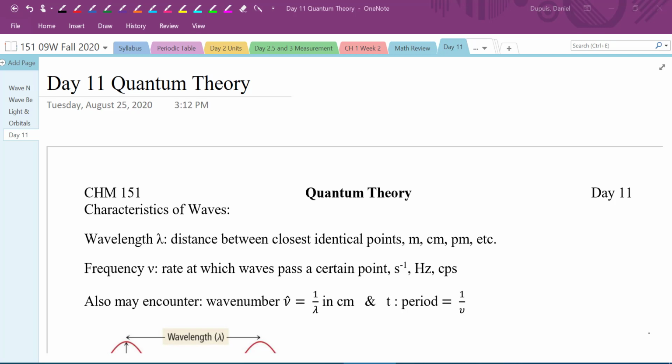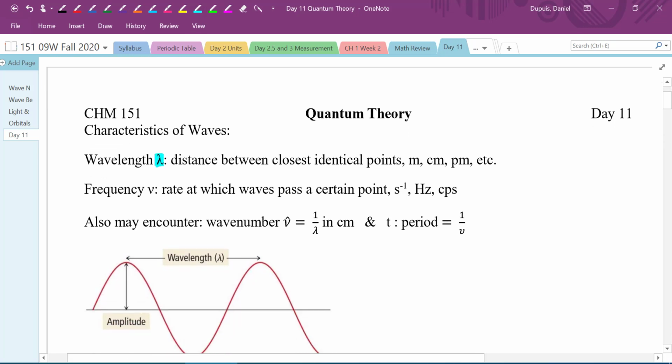Right? So if we remember, wavelength is the distance between two identical points. So it doesn't matter what two points. It could be the top, which is the crest to the top. It could be an intercept, the same intercept. It does not matter where they are. It's just the distance to the closest identical points.